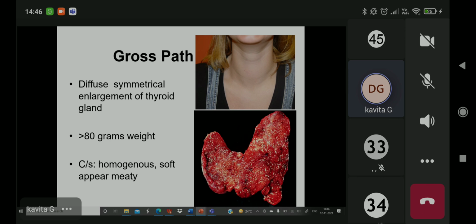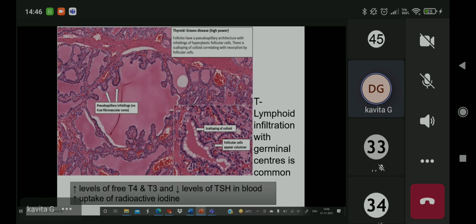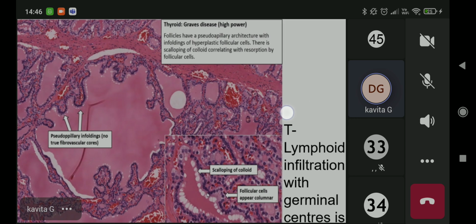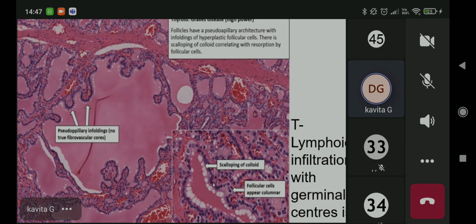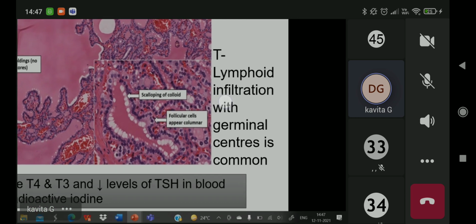And on gross, look at this. This is a soft, meaty appearance. And now look at this. I've shown you the normal follicle. Now over here, it has pseudopapillary infoldings. The lining is actually projecting in the form of papillae. Colloid cracks, look at this. When there's too much colloid, it actually cracks. The third thing is that there is scalloping of the colloid. Look at these white bubbles. This is because of all of the overactivity. These are three characteristic features of Graves' disease or any hyperthyroid state.